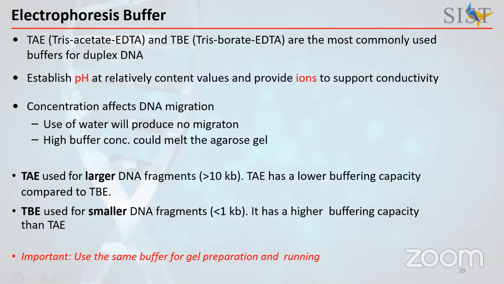And if we use a high buffer concentration, it could melt the agarose gel because it will affect the gel formation of agarose, the high buffer. So we should be careful when we are adding the buffer. It should be at the exact pH we need. And even though the TAE and TBE buffers are both used for gel electrophoresis, in the case of larger DNA fragment separation, we use TAE because it has a lower buffering capacity. If we need to separate the smaller DNA fragments, we can use TBE buffer as it has high buffering capacity.